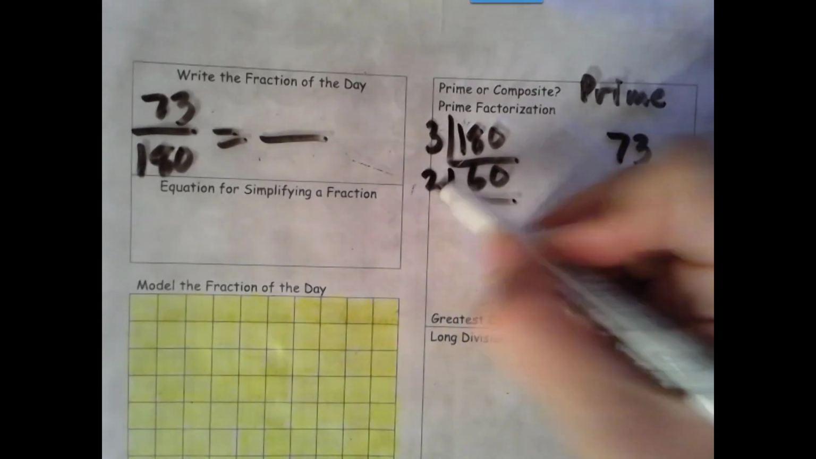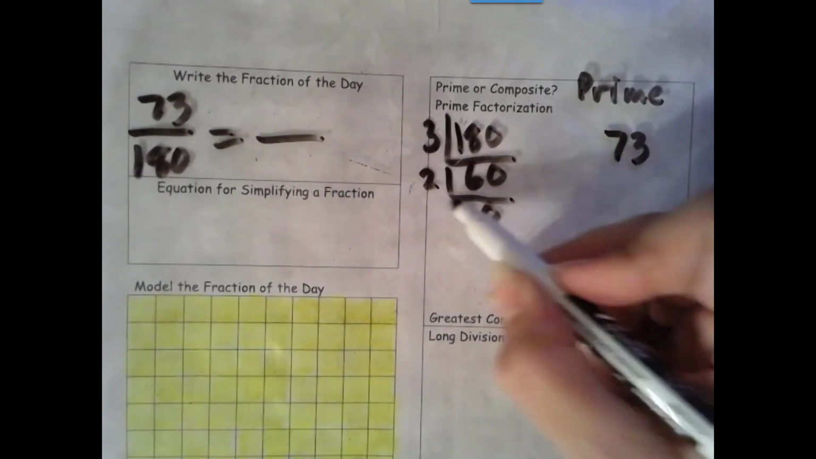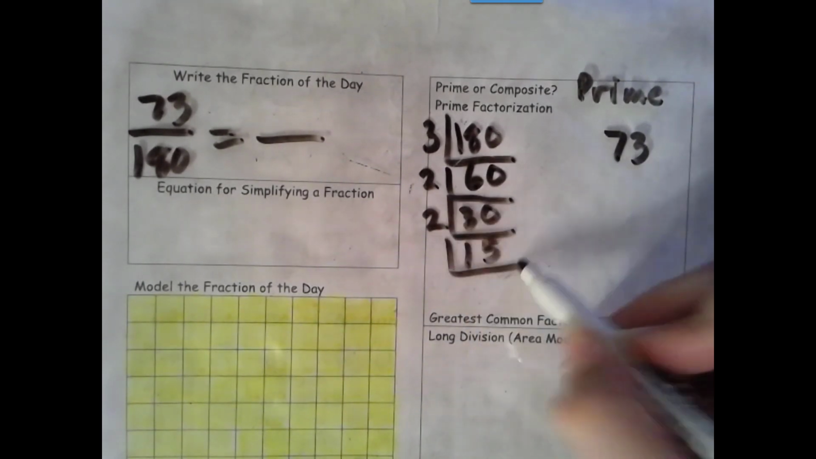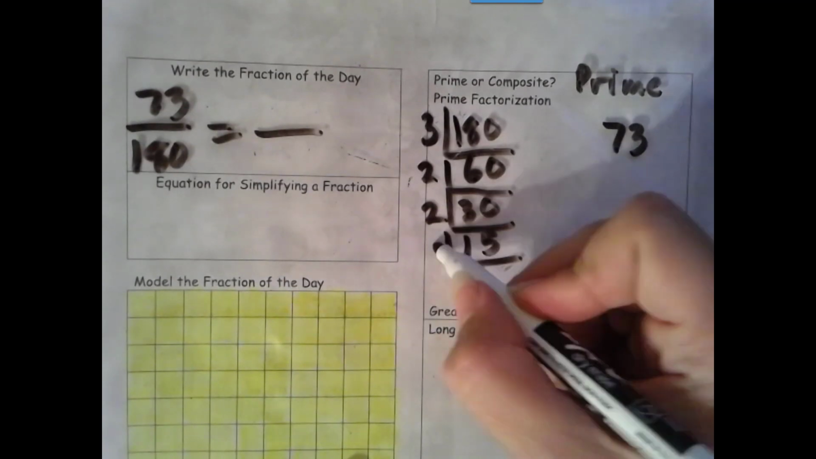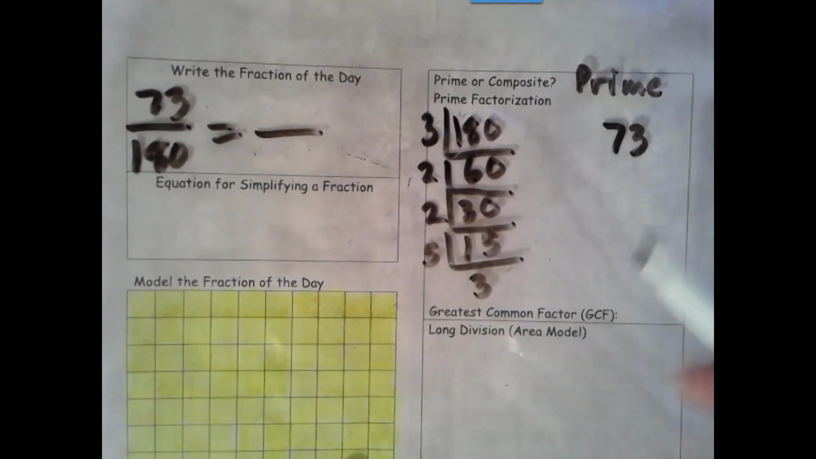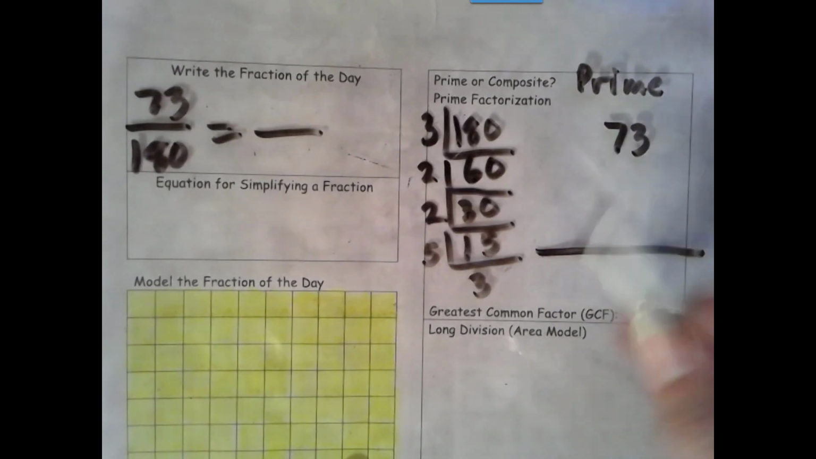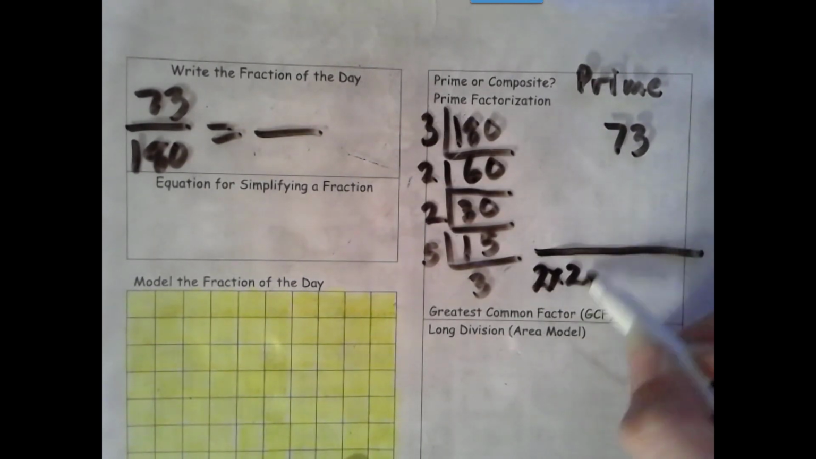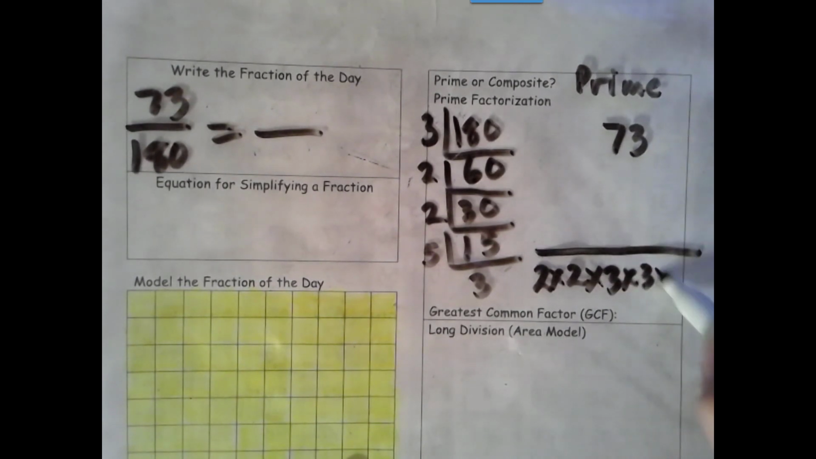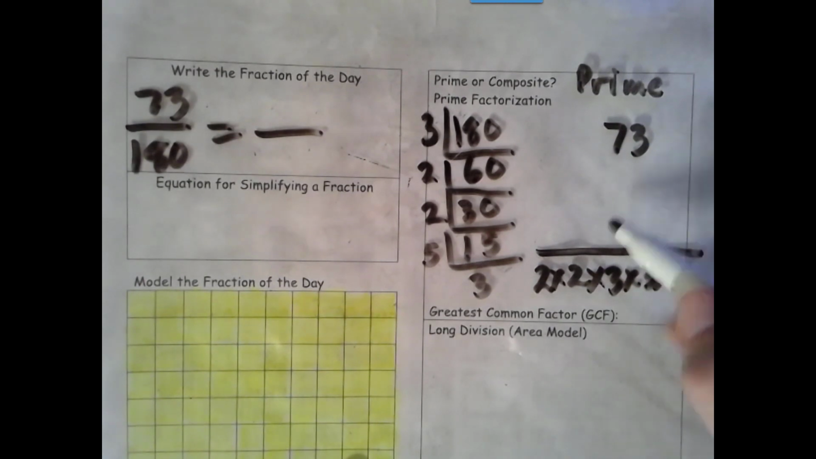60 is even, so I can divide in half. 30 is even, I can divide it in half. Half of 30 is 15. It ends in a 5, so I can divide by 5. I get 3. 3 is prime, and we are done. So let's list our prime factorization for our denominator: 2 times 2 times 3 times 3 times 5. And our numerator is 73.